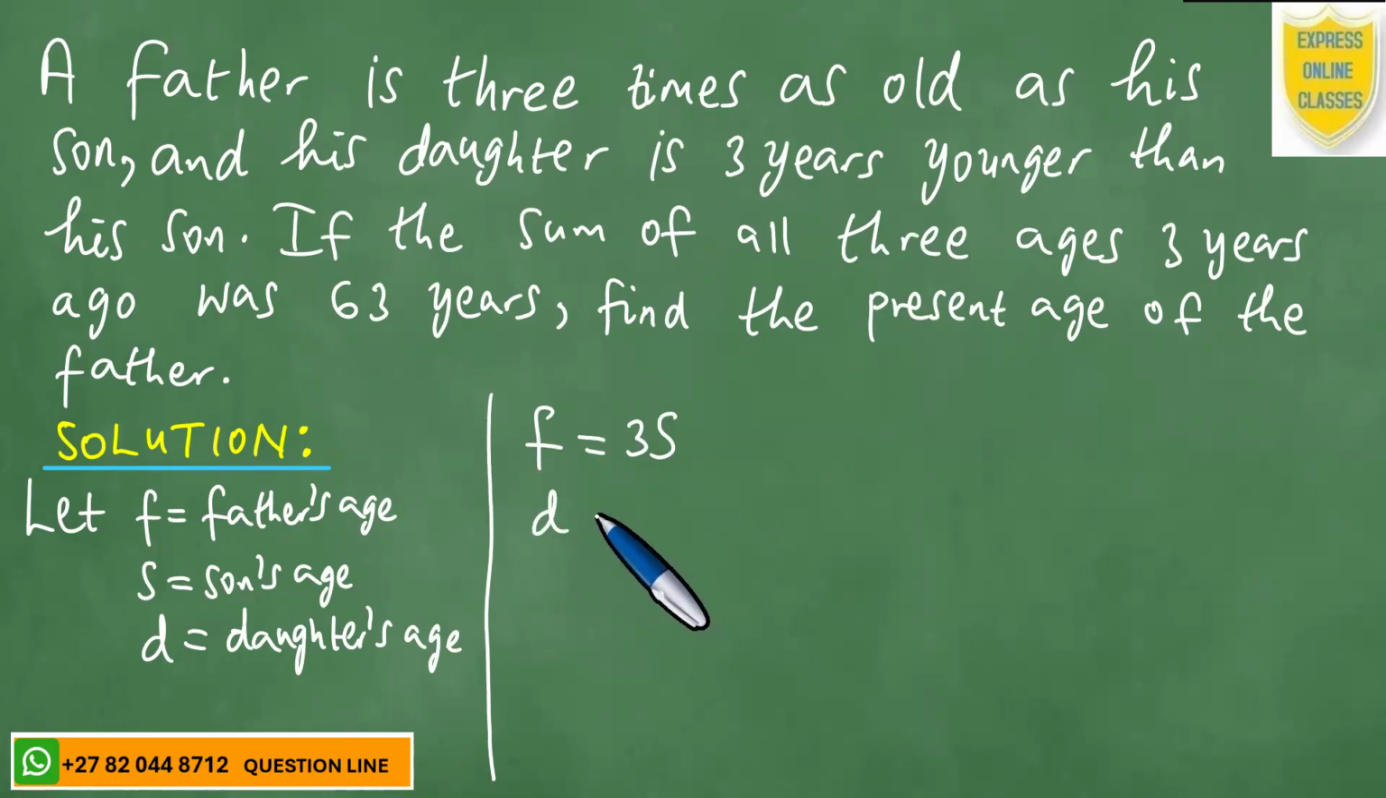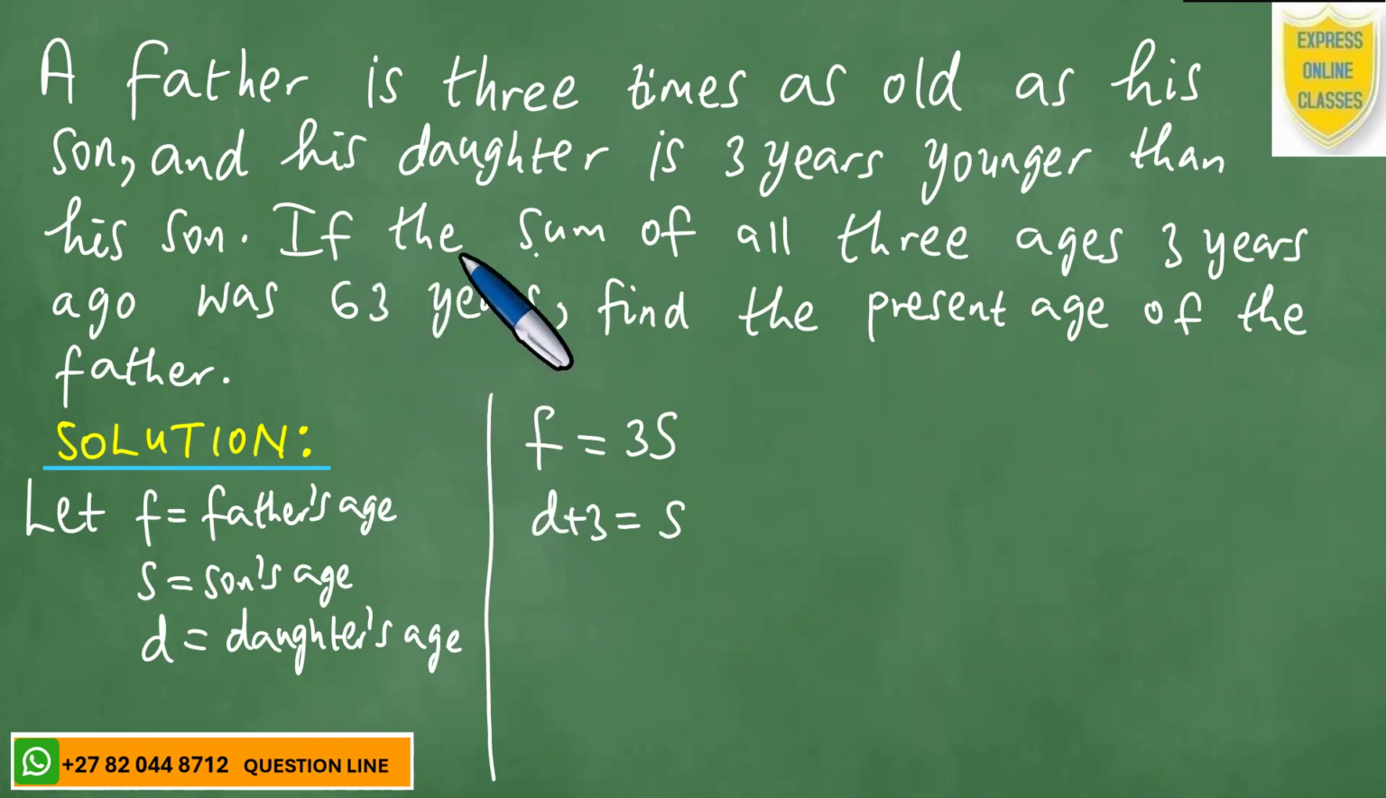So if the daughter is 3 years younger than his son, it means that when we compare the ages of the daughter and the son, the daughter is certainly younger. And to effect an equality, we can put a 3 there on the daughter's age to make sure the two are equal. And we've effected an equality.